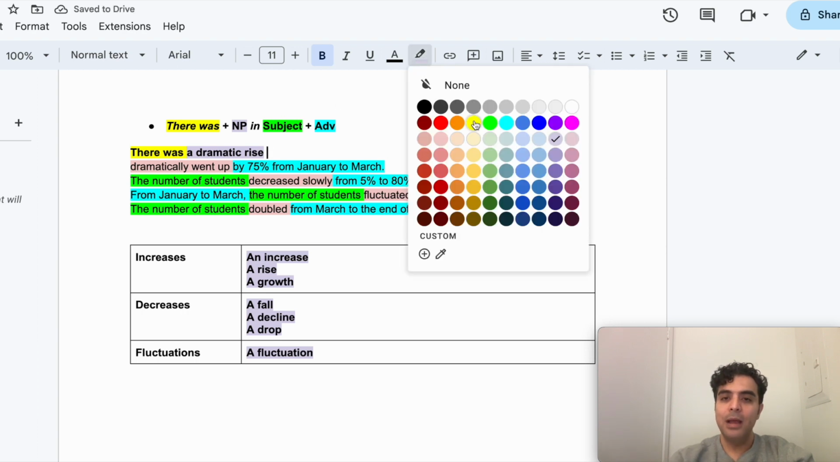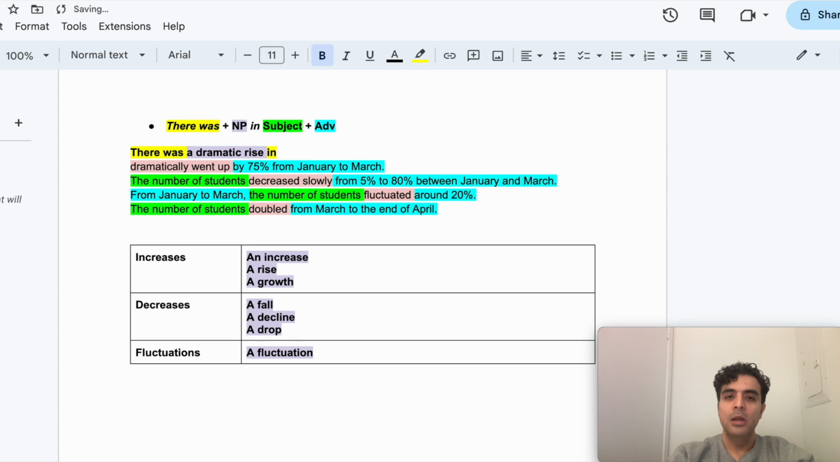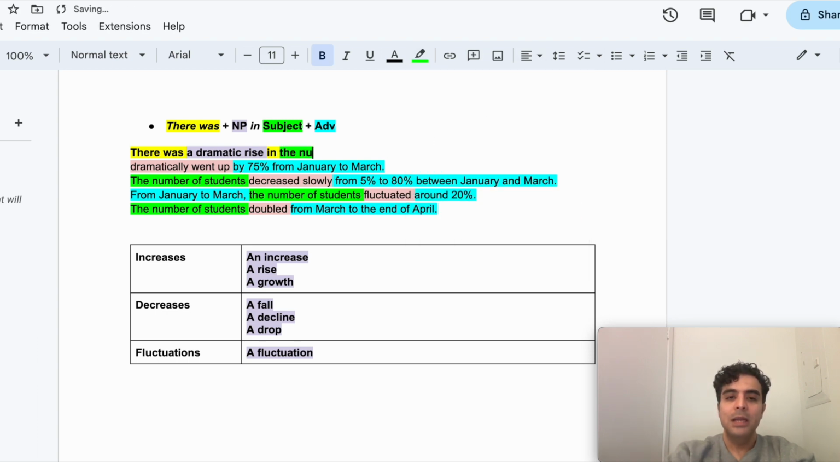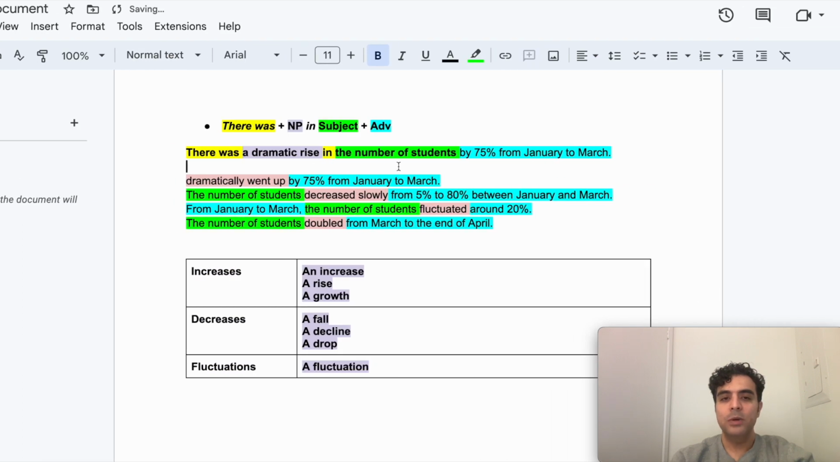Then I have another part, which is part of the structure, which is "in." And then I'm going to add my subject, the number of students. And then finally, I'm going to mention my adverb. And I can just pretty much copy and paste this here. Let's read the sentence. There was a dramatic rise in the number of students by 75% from January to March. You see, I'm following this same structure. Now, bear with me. I'm gonna basically rewrite all of these.